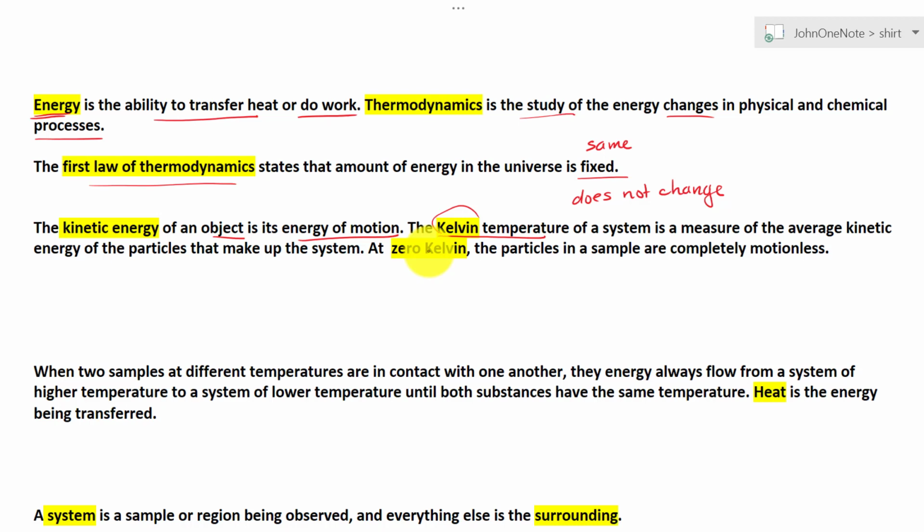And what's so special about temperature? The Kelvin temperature of a system is a measure of the average kinetic energy of the particles that make up the system. So basically, if you have particles in a system at lower temperature, they move slower and have a lower average kinetic energy, whereas particles at higher temperature move faster. Let's compare lower temperature versus high temperature.